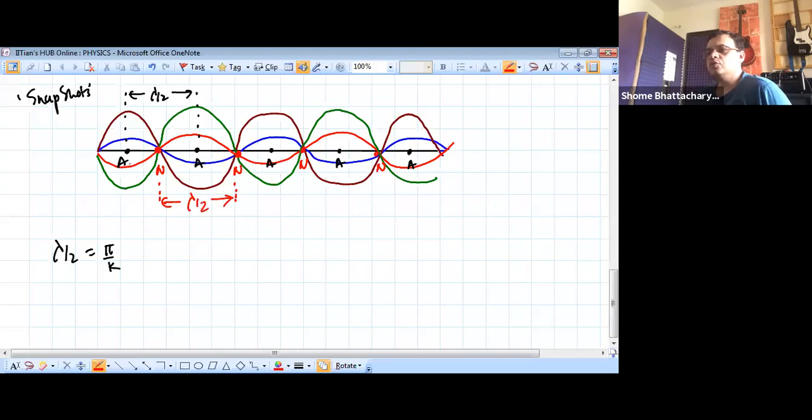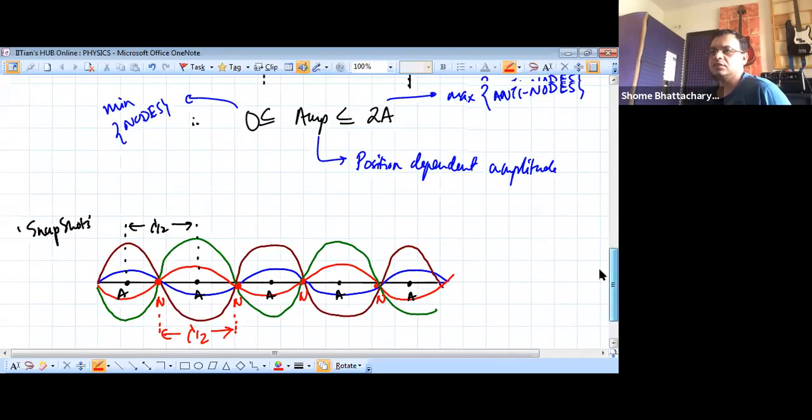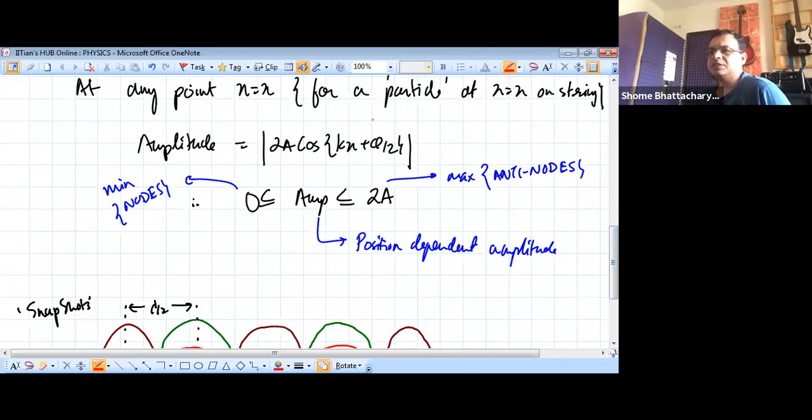Of course, in terms of the x coordinate of the node and antinode, where they are located, that depends on that phase constant phi. The amplitude term was cos(kx + phi/2), so it depends on what that phi is. But in the special case where phi is 0, your nodes are at x equal to 0, lambda by 2, lambda, 3 lambda by 2, etc.